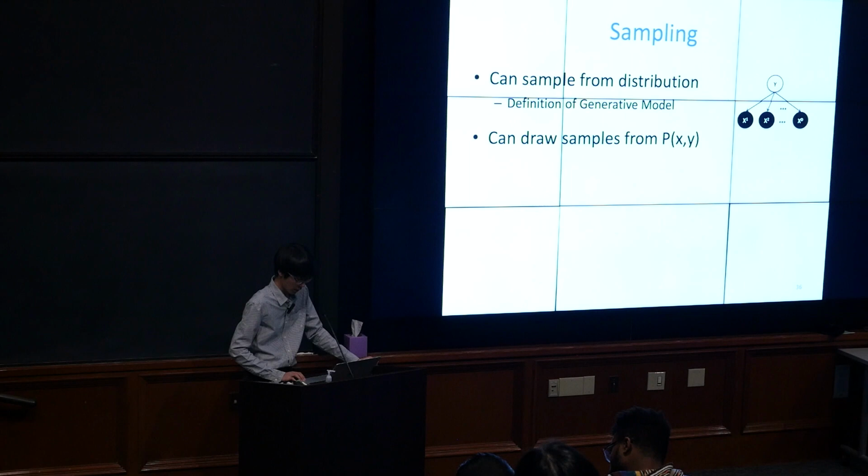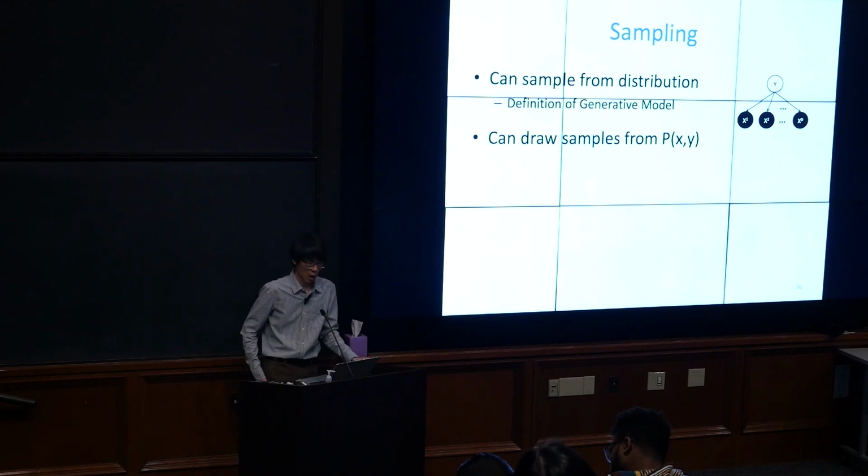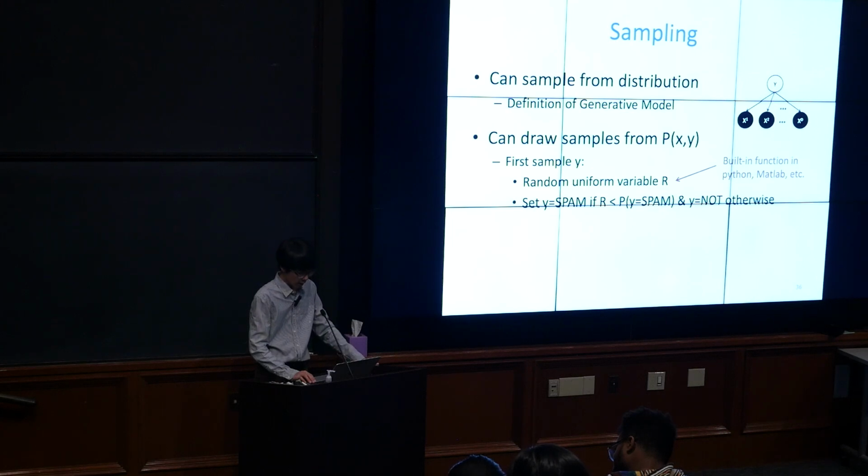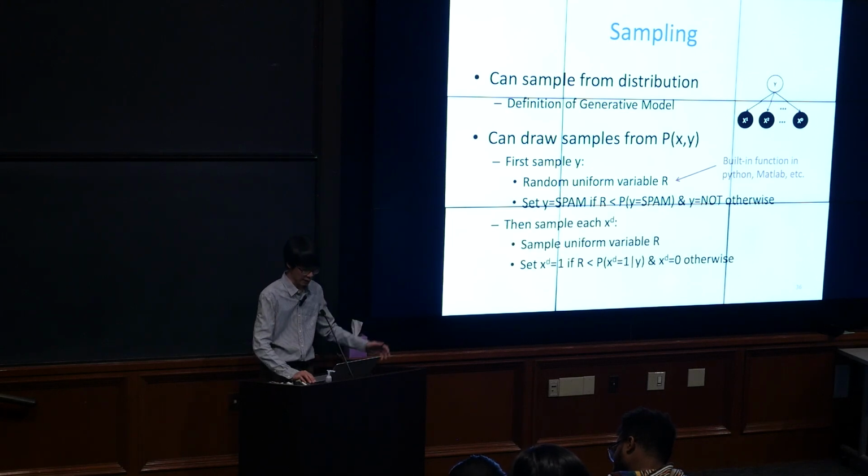Okay. All right, sampling. Same exact way we did with our massive lookup table model, we can sample from a naive Bayes model. In order to draw samples from p(x,y), you first sample y, and then you sample each x_d.